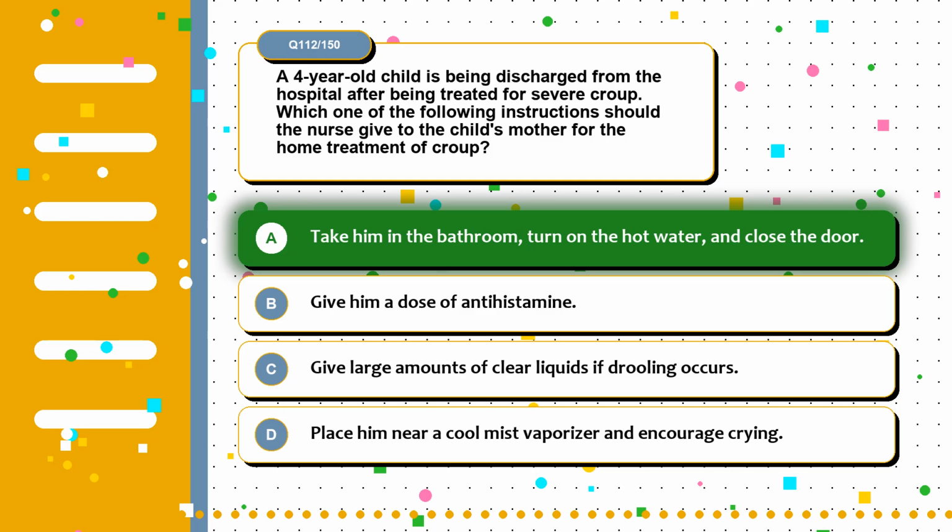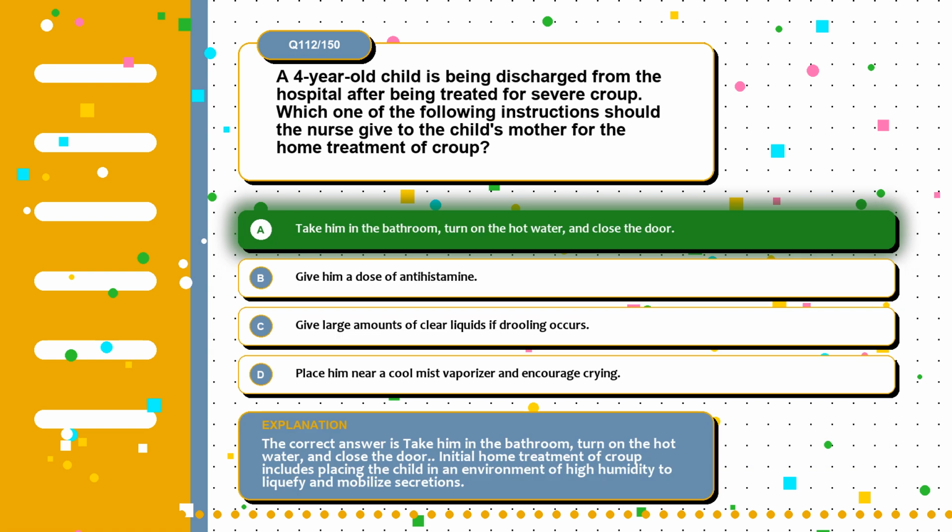The correct answer is option A. Take him in the bathroom, turn on the hot water, and close the door. The correct answer is take him in the bathroom, turn on the hot water, and close the door. Initial home treatment of croup includes placing the child in an environment of high humidity to liquefy and mobilize secretions.